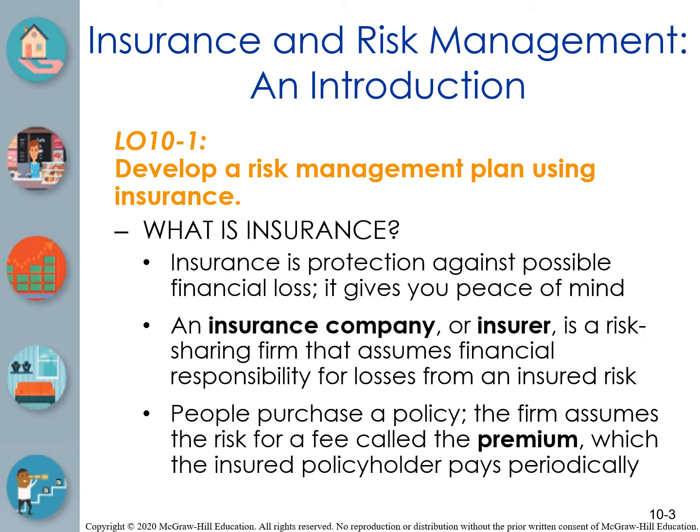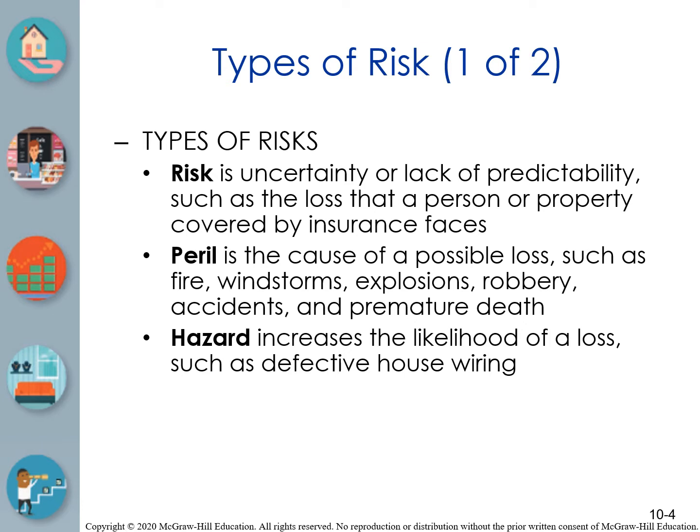the firms collect these premiums in order to offset losses for the larger number of people that are out there, right? So types of risks. Risk, the definition of risk is the uncertainty or lack of predictability, such as a loss that a person or property covered by insurance faces. So if you weren't covered by an umbrella called insurance, then you would be on the hook for the entire financial cost of whatever is happening, right?